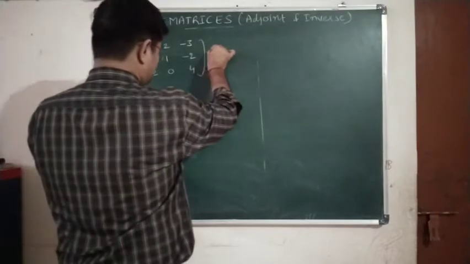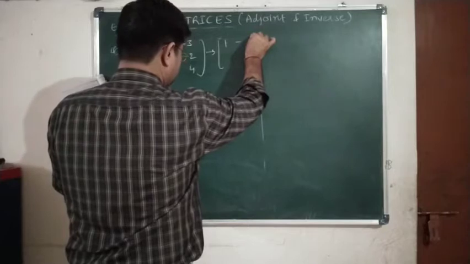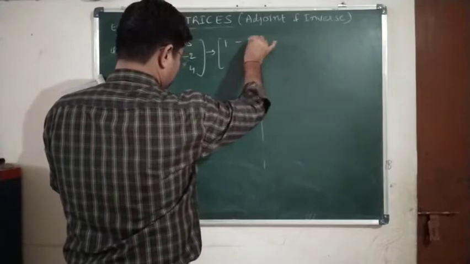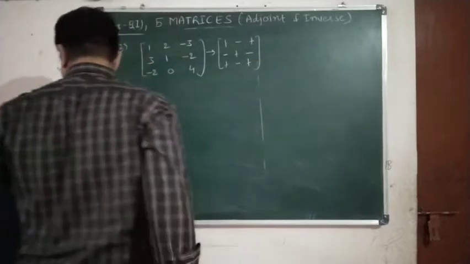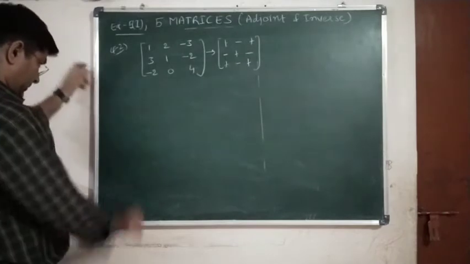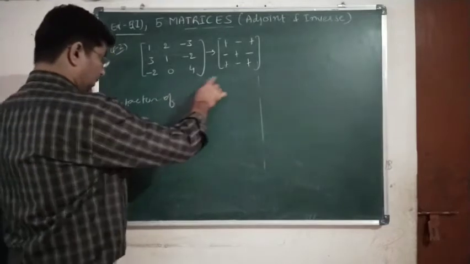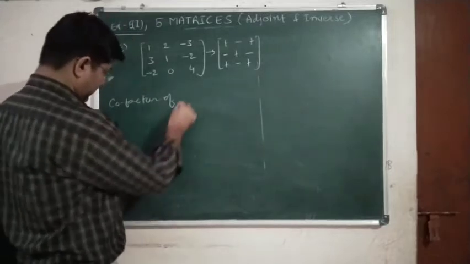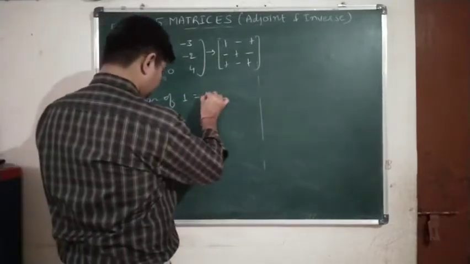Let us recall the sign convention for a 3 by 3 determinant: plus minus plus, minus plus minus, and plus minus plus. Okay, so the cofactor of 1, the first element. Clear? The sign convention is plus only.